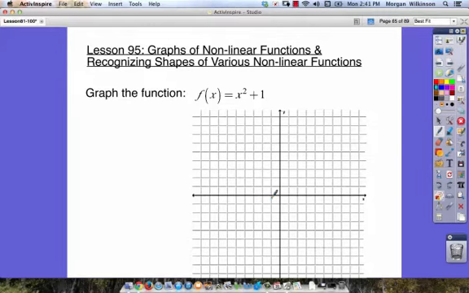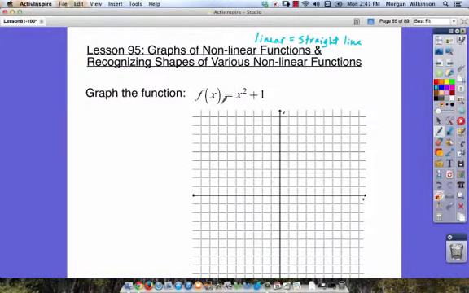Lesson number 95 is about graphs of nonlinear functions and recognizing shapes of various nonlinear functions. Now, nonlinear just means it's not a straight line. So linear is equal to a straight line. Whenever we look at these functions that are nonlinear, they're not going to be equal to a straight line.